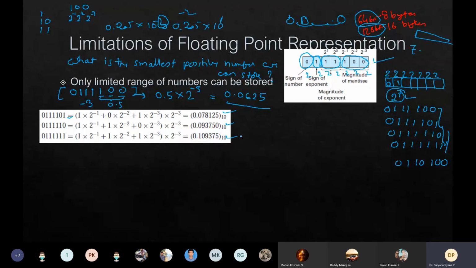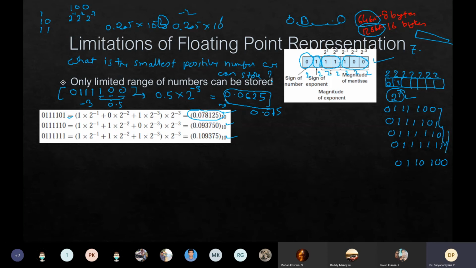Now, you see the problem here, right? We can store this number, and we can store this number. Any number between these two, we cannot store. It has to be either rounded off or chopped off. I'll talk about that in a minute. In this system, you cannot store 0.75, for example, exactly. If you try to store 0.7, it will be stored as either 0.78 or 0.0625. I'm sorry, I think 0.075. It cannot be stored.